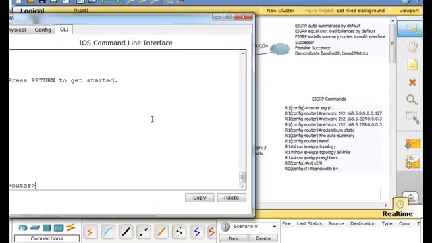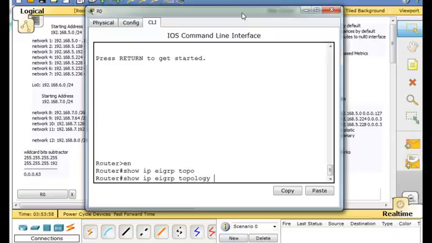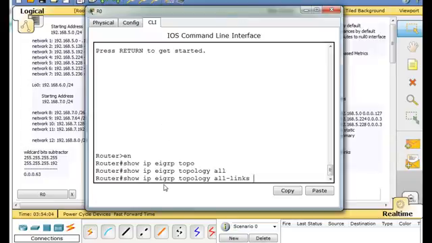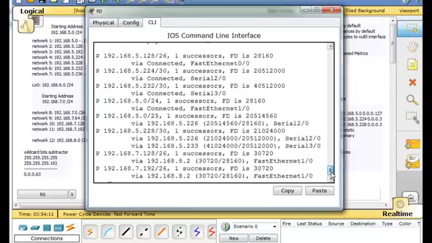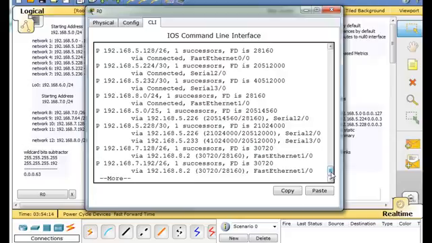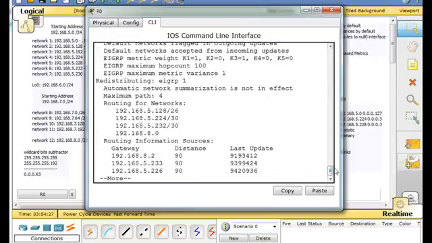If we open up this router and I hit enter and I type enable, we could also run a show IP EIGRP topology, and we could even do an all links. Now in all links, a show IP EIGRP topology all links will show us additional routes if there were additional routes beyond a successor route, beyond feasible successor routes. If there were additional routes, they would show up here. Also, we could do a show IP protocols to see a little more information about EIGRP.